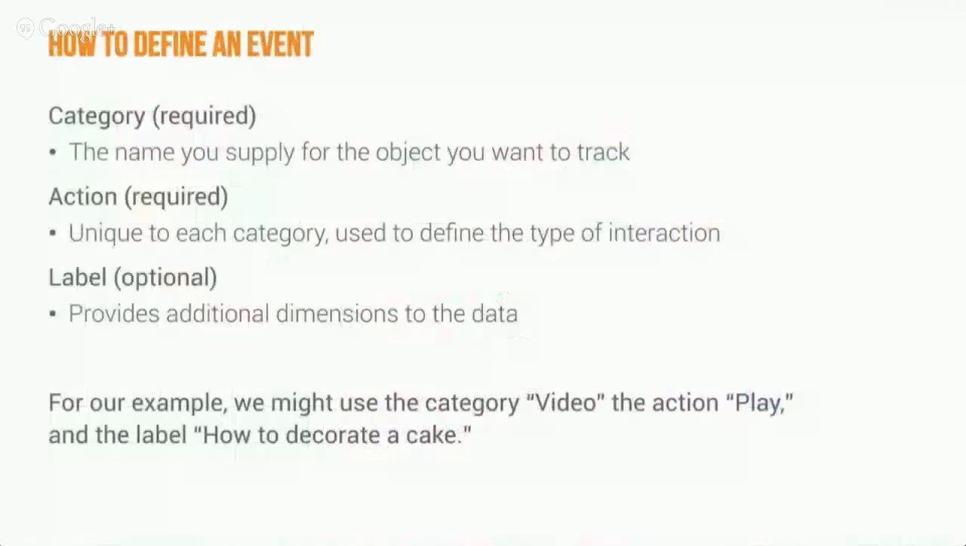So when you define an event, you come into Google Analytics and you select the category of that event. It's the name that you supply for the object which you want to track. In this case, bakery video. And you have an action. It's unique to each category. And the label, which is optional, but gives dimensions about that data. In this case, for example, we'll use the category of video. The action is play to start the video. And the label is how to decorate a cake.